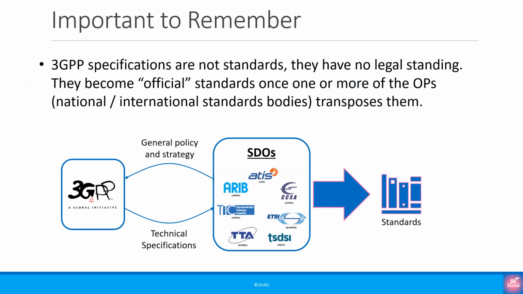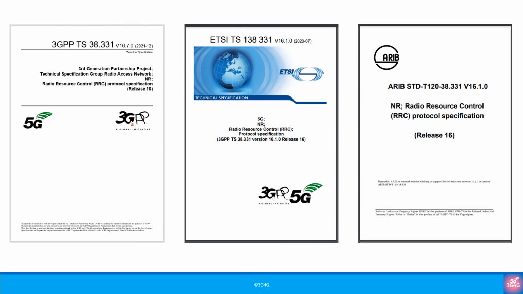So an important point worth highlighting again here is that 3GPP creates specifications which are not standards and have no legal standing. One or more organizational partners transposes them into standards. Here is an example of how 3GPP TS 38.331 is transposed by ETSI as TS 138.331 standard and by ARIB as STD T120 38.331 standard.